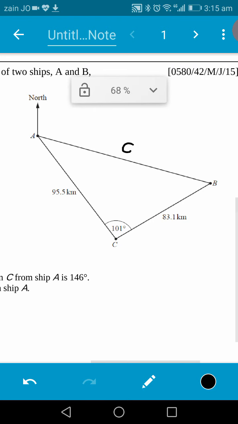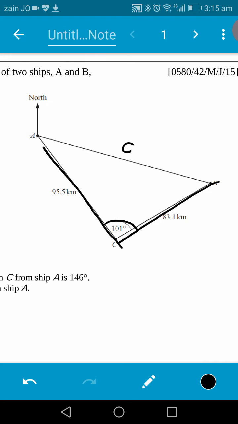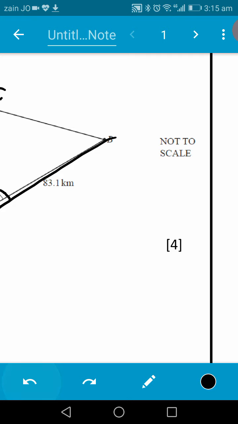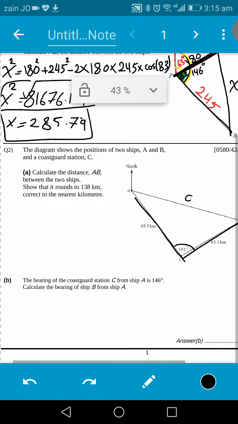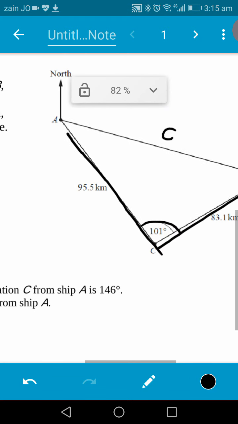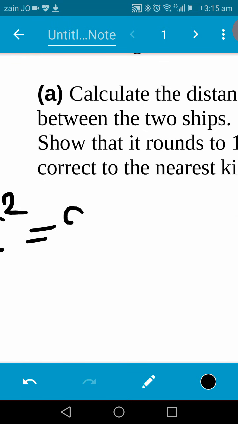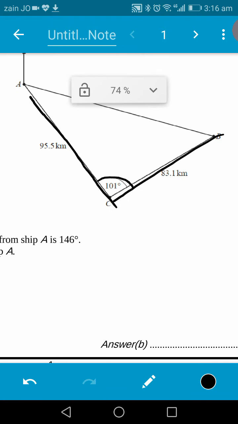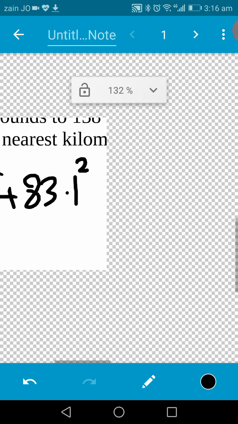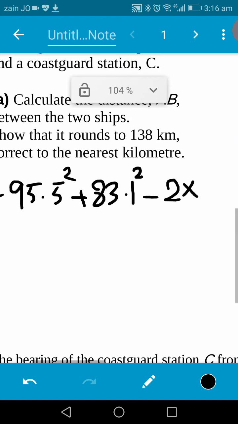It is clear what you need to use to find small c, right? You have two sides and 101 is the included angle. How many marks is it worth? 4 marks. So we say c squared equals the first side 95.5 squared plus the second side 83.1 squared. Now minus 2 times what?